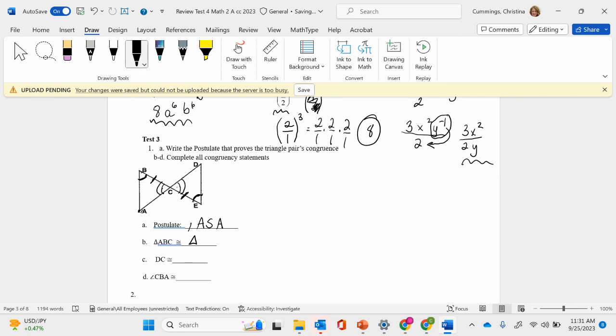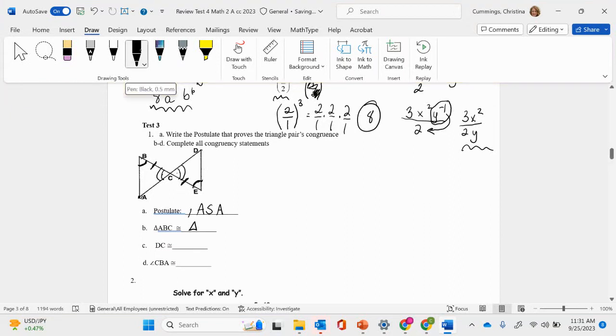Triangle. A is congruent to D. Look where it sits. A has neither side on either side of that angle with a congruency sign. Look at D up there. Neither side next to it has a congruency sign. So A and D are congruent.